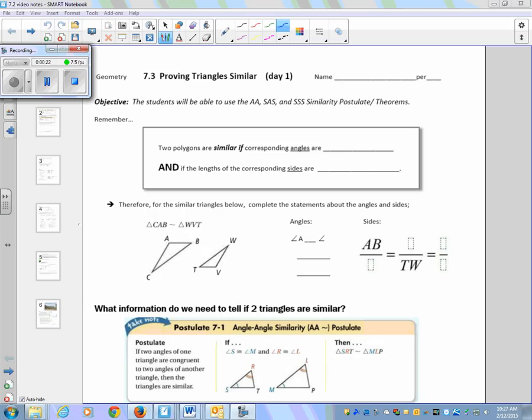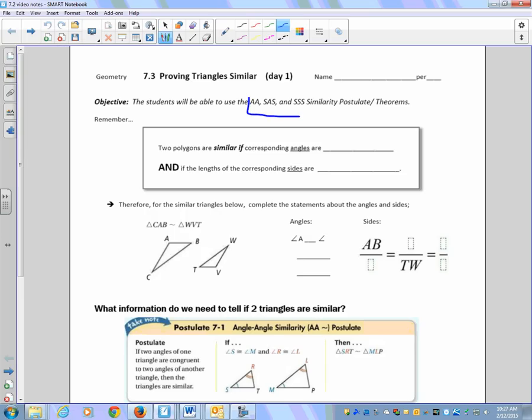Okay, so we're going to be learning 3 new postulates and theorems that relate to similar triangles. Now we've talked about similar polygons. This is all just triangles. So just as a reminder, 2 polygons are similar if their corresponding angles are congruent and corresponding sides are proportional. So they're in the same ratio as each other.